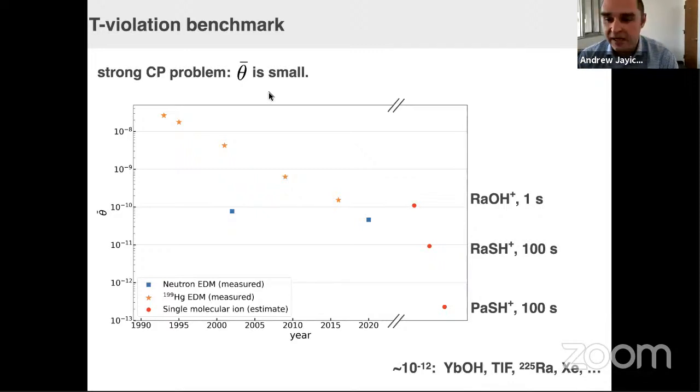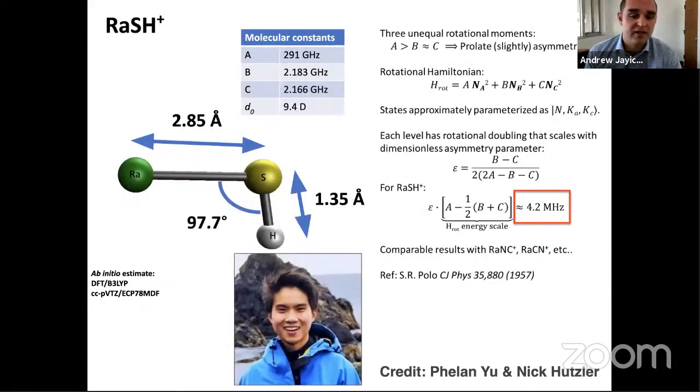Okay, and I should give a ton of credit to Nick Hutzler and his grad student Phelan. They're the people I call when I'm having trouble figuring out molecules, and they're the ones who have really understood what are the best molecular systems to use, what are the best radioactive molecules to use for these types of measurements.